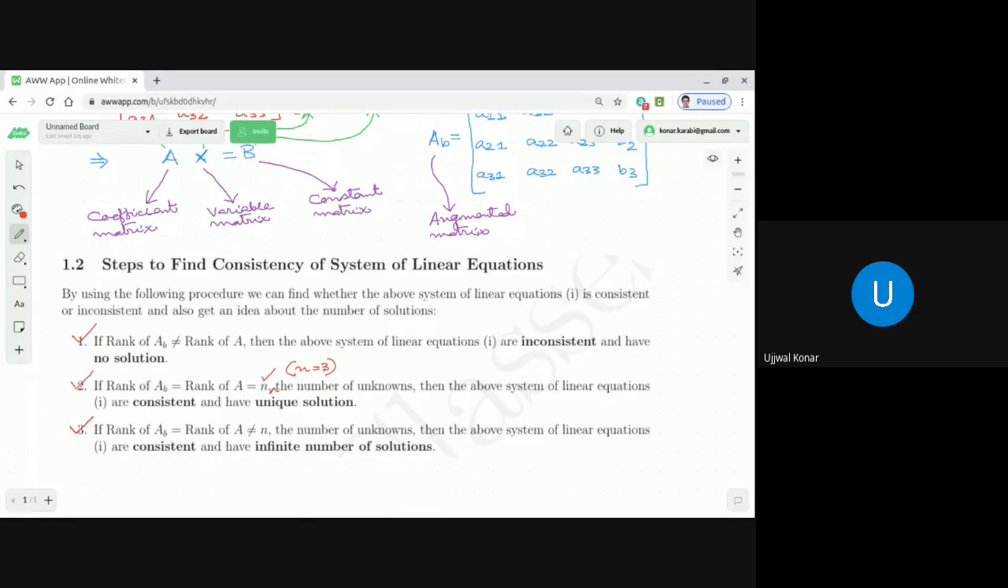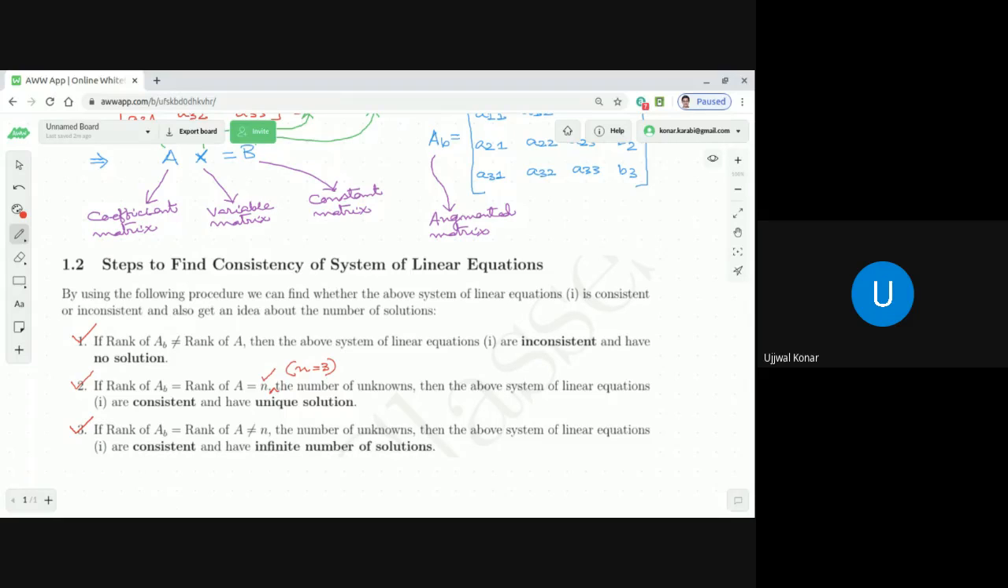Okay, and I repeat, how to find the rank of a matrix. For that, you need to refer to my other video lectures where I discussed in detail how to find the rank of a matrix, dear students. Then if we see the rank of the augmented matrix is equal to the rank of the coefficient matrix and equal to the number of unknowns, then we can say the system of linear equations is consistent and has a unique solution. Unique means only one value of x1, one value of x2, one value of x3.